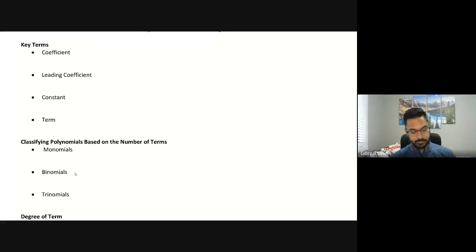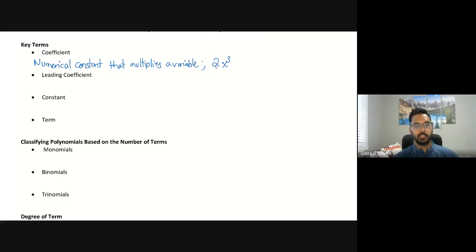So a coefficient is going to be a numerical constant that multiplies a variable. Okay, or it could be just a general term as well. So an example of that would be something like 2x cubed. The coefficient is 2. Okay, so there's our coefficient, our number before our variable.